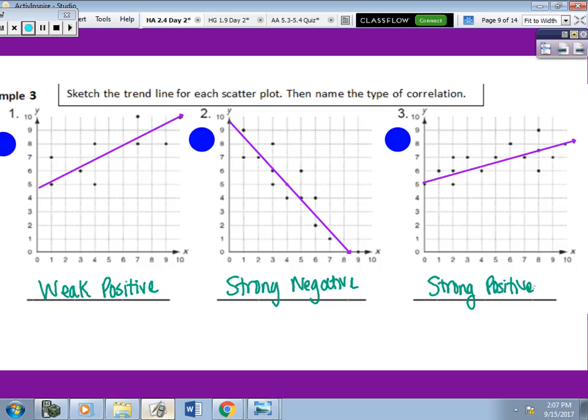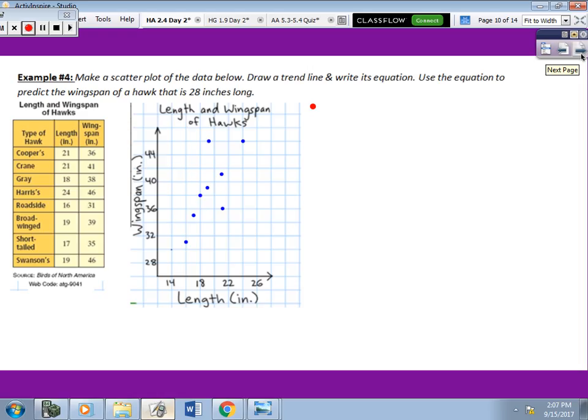All right, the next one, the first thing you have to do is plot all those points. So go ahead and do that.